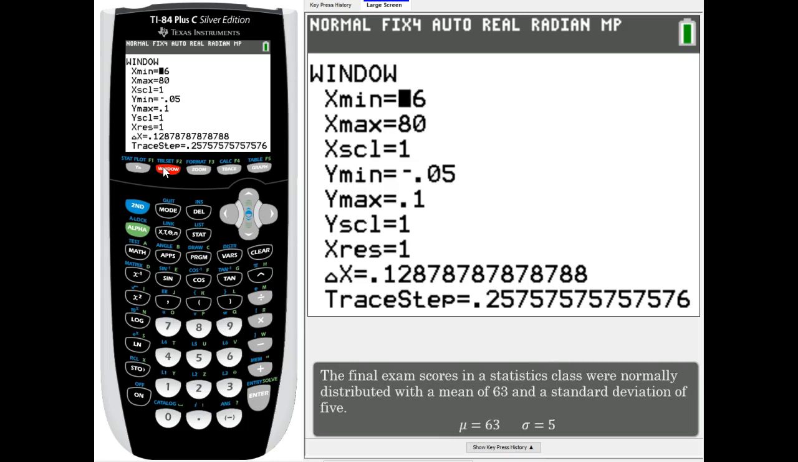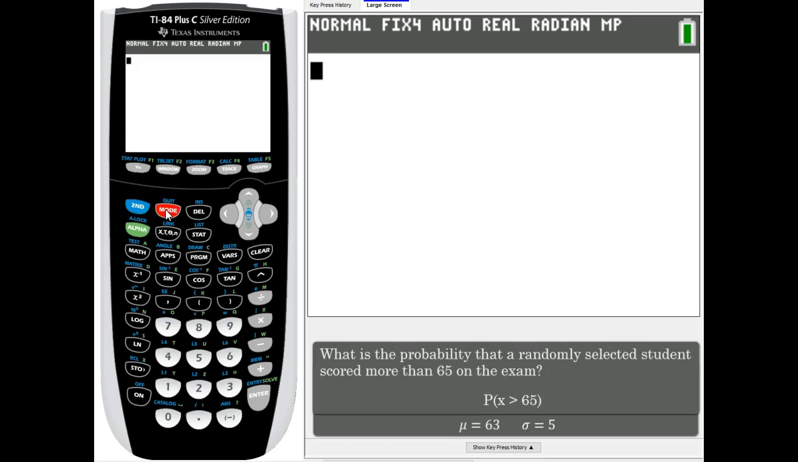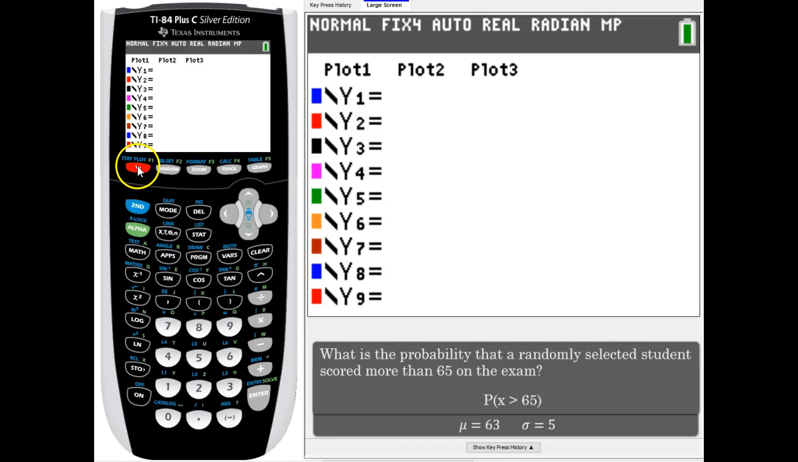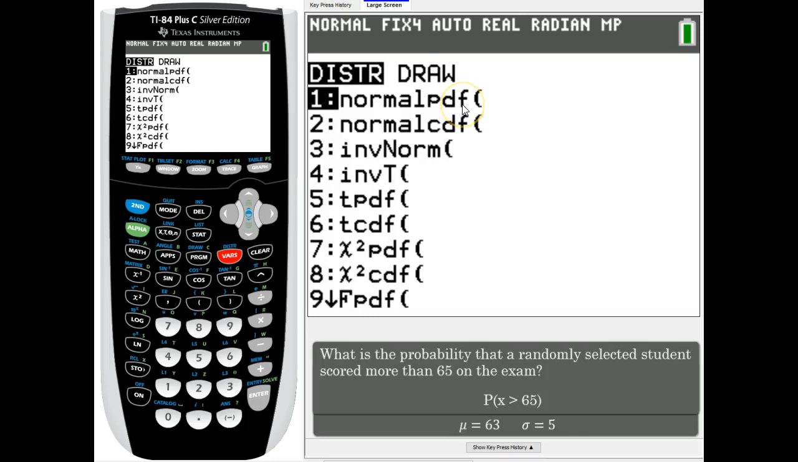Now let's say we have a question and we want to know, using the mean of 63 and the standard deviation of 5, what's the likelihood, what's the probability that our score will be more than 65? Let me get out of the window settings, and there's a couple of ways of doing this. First and foremost, I want to see what my normal distribution actually looks like. So I'm going to plot my normal curve. I'm going to go to Y, second vars. Normal PDF is the curve itself.